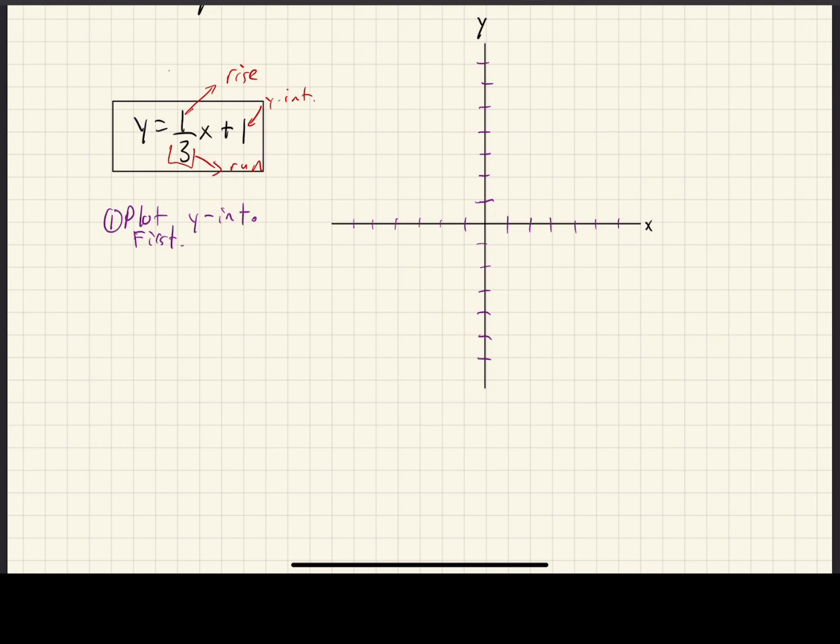So the first thing we're going to do is plot the y-intercept first. So that's at y is equal to 1. And the y-intercept is also always at x equals 0, right? Because that's where it's going to actually cross the y-axis, when x equals 0. So we're going to put a point, and I'll do it in red here, at the 0 and the 1. Okay, so that's the y-intercept.